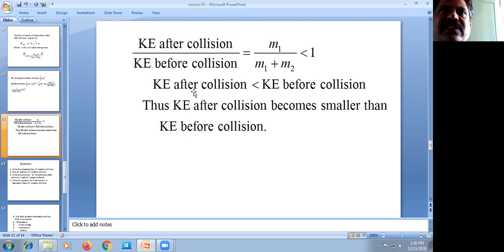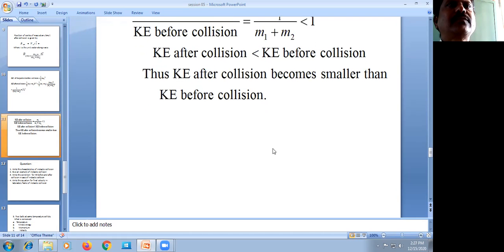Whatever the kinetic energy after collision of those two particles, it is less than the kinetic energy before collision. Thus the kinetic energy after collision becomes smaller than before. This matches the definition of inelastic collisions: a collision process is said to be inelastic if kinetic energy is not conserved. With these equations, we have confirmed that kinetic energy is not conserved in an inelastic collision.